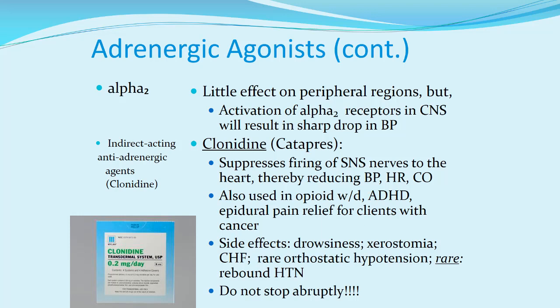Alpha-2 adrenergic agonists have little effect on the periphery, but activation of alpha-2 receptors in the central nervous system can sometimes cause a sharp drop in blood pressure.